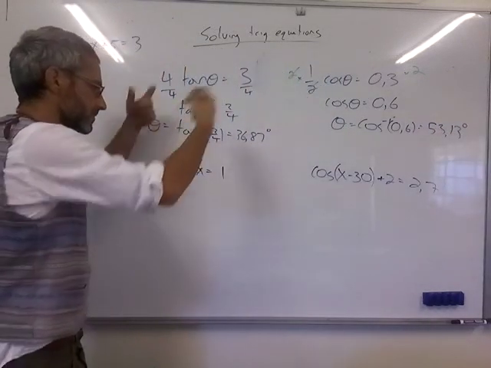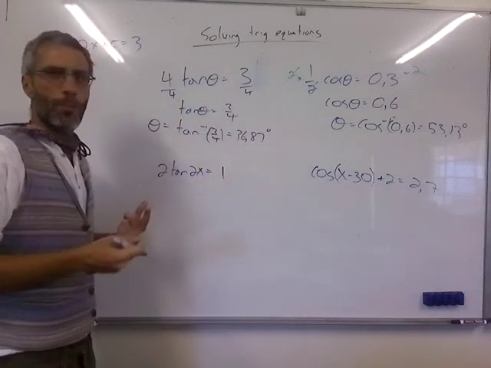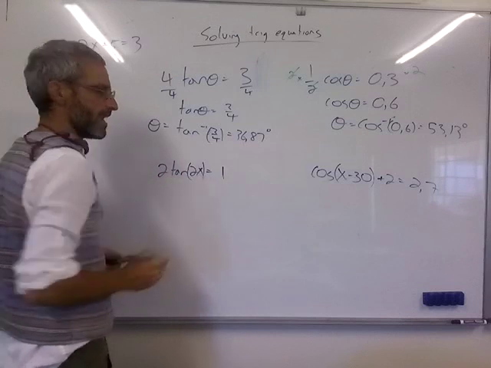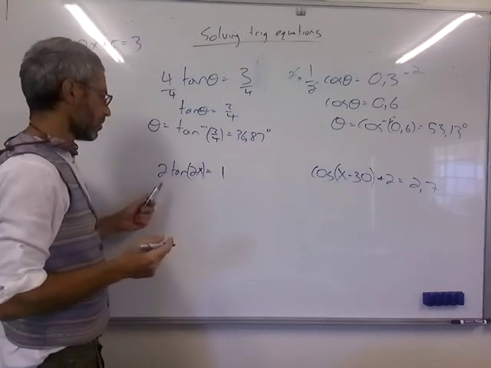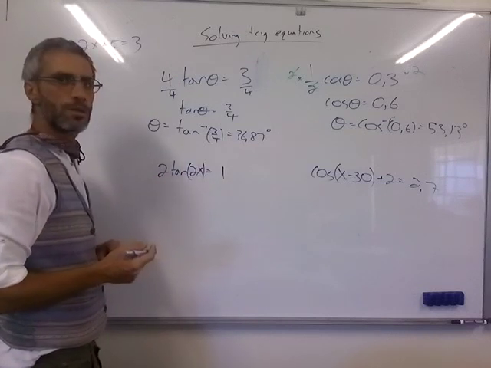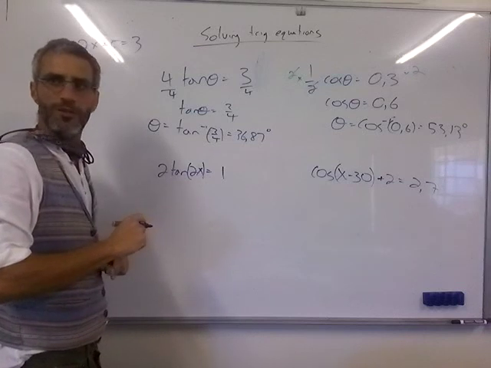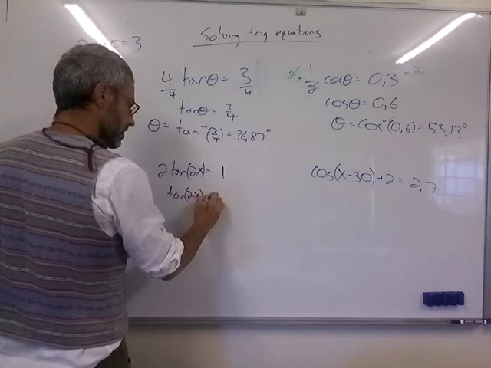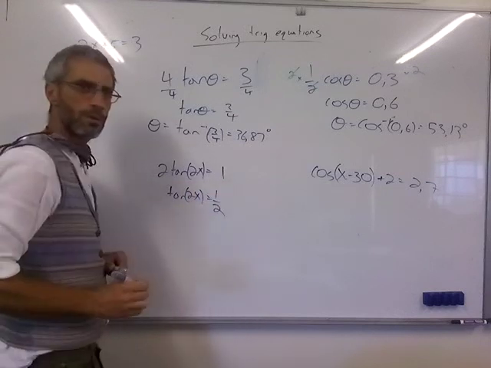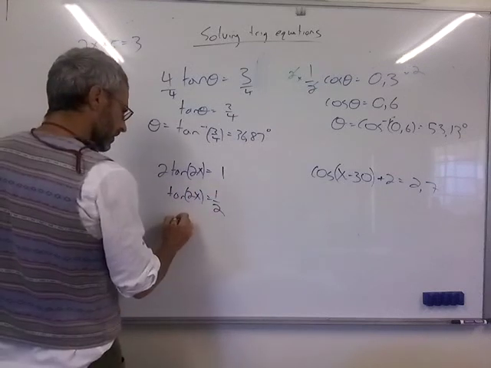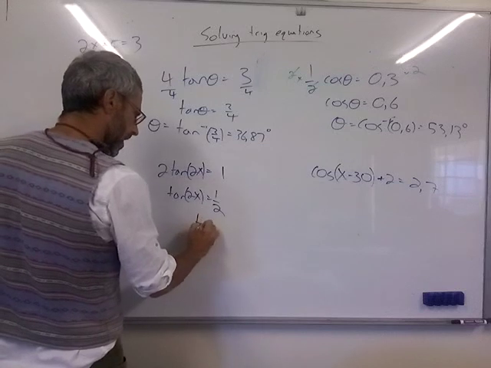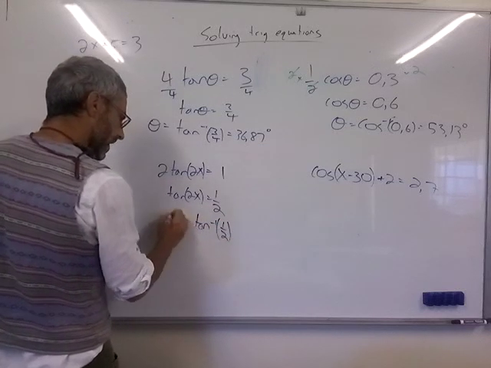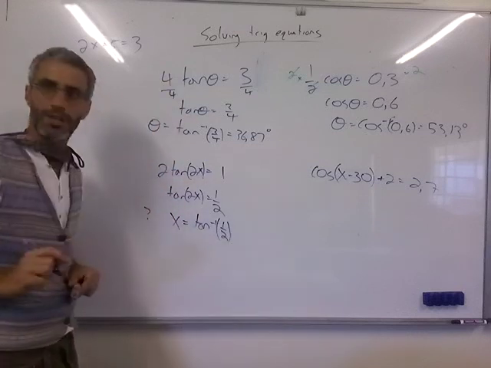Okay? Slowly things are getting more complicated. So here we want to find our x. What shall we do? Get rid of the 2. How do I get rid of it? Divide by 2. So tan 2x equals half. Okay? So now I'm going to do tan minus 1 of half. Is that equal to x? 2x. Well done.